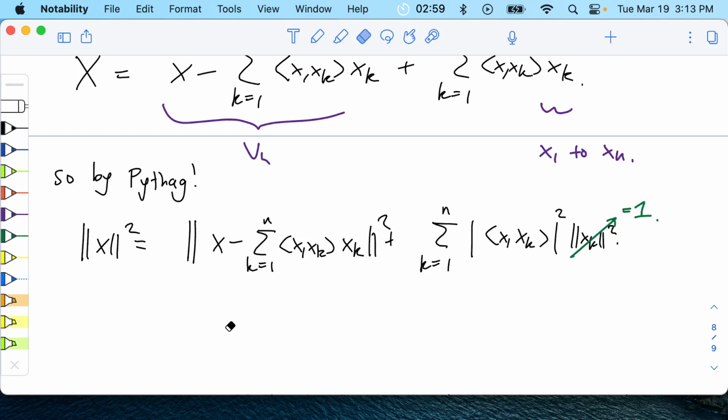So the norm of x can be written as a sum of 2 vectors, and because this thing is just the sum of the inner products <x, xk> squared. That's exactly what we wanted to show.